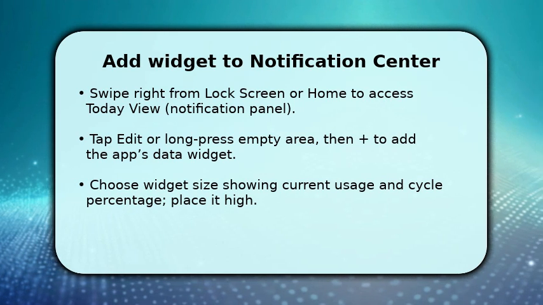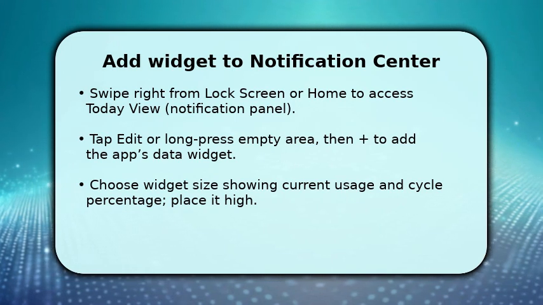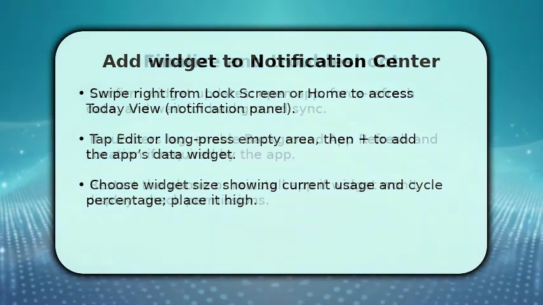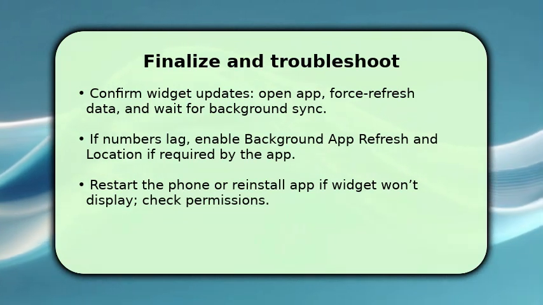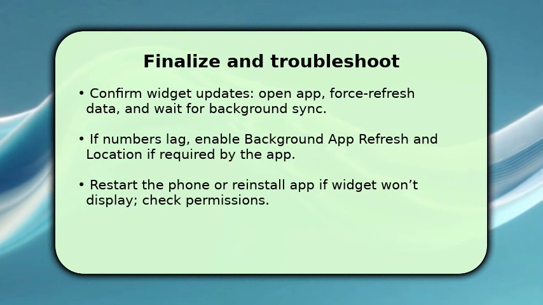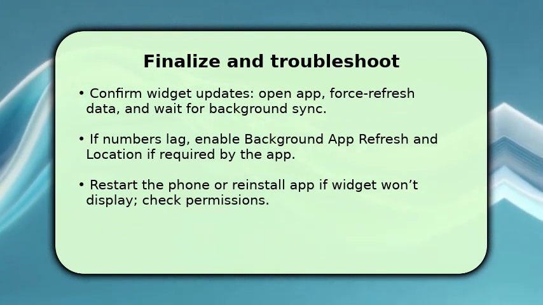Make sure the widget is active and that the app runs in background so numbers update frequently. Finish by verifying live updates. Open the Data app and force refresh so the widget gets an initial value, then watch the notification panel for changes. If updates lag, make sure background app refresh and any required permissions are enabled.